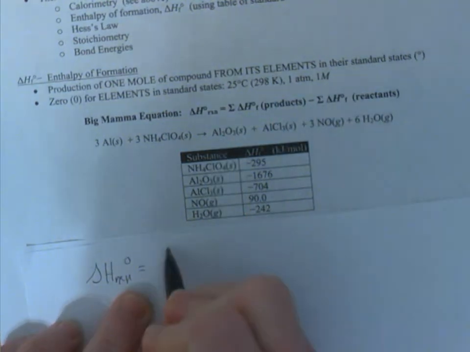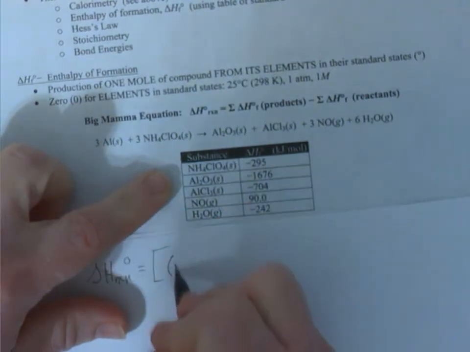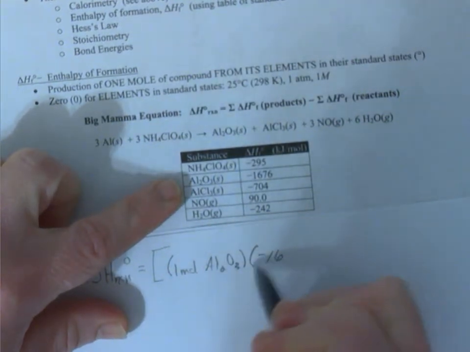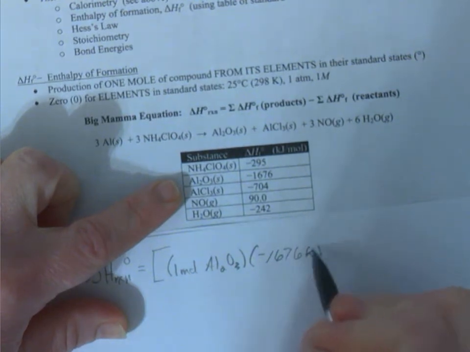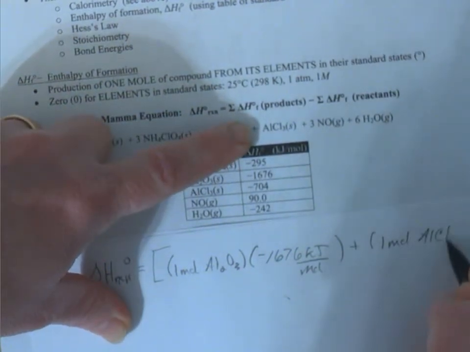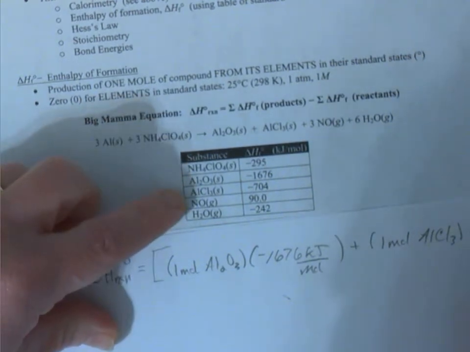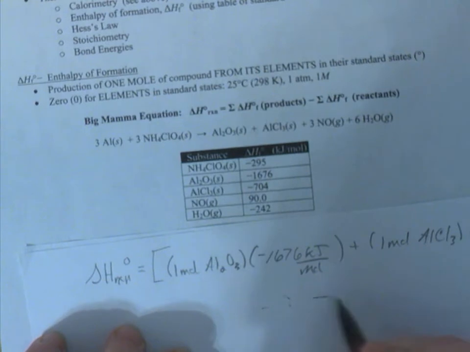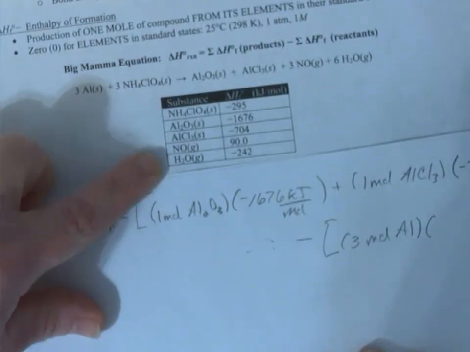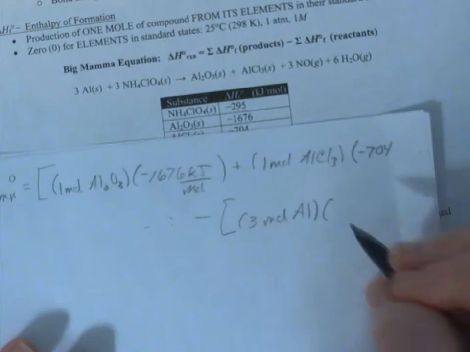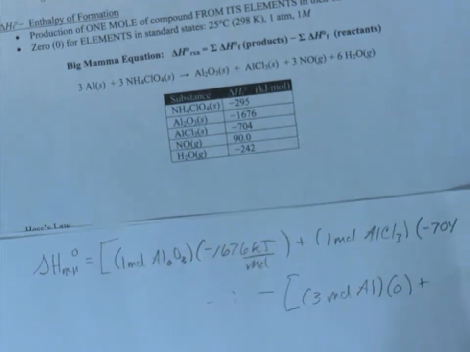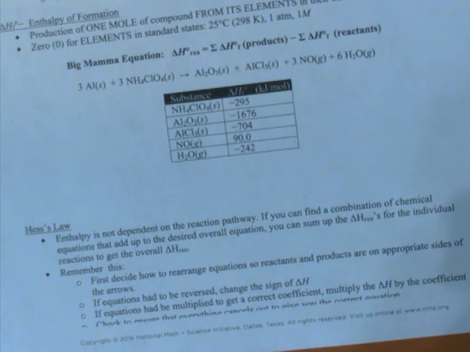So we would have 1 mole of the Al2O3 solid, and the enthalpy of that formation is negative 1676 kilojoules per mole, so you can see how the moles cancel, plus 1 mole of aluminum chloride times the negative 704, and on and on, and then you'd subtract from that 3 moles of aluminum. Oh, we're not given an enthalpy of formation. Oh, we need to know that's 0, and then on. So we'll do an example that applies this, in preparation for the AP test.